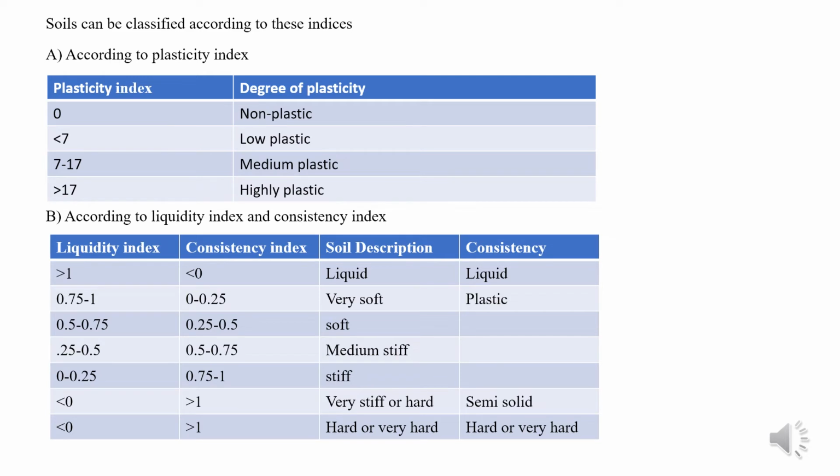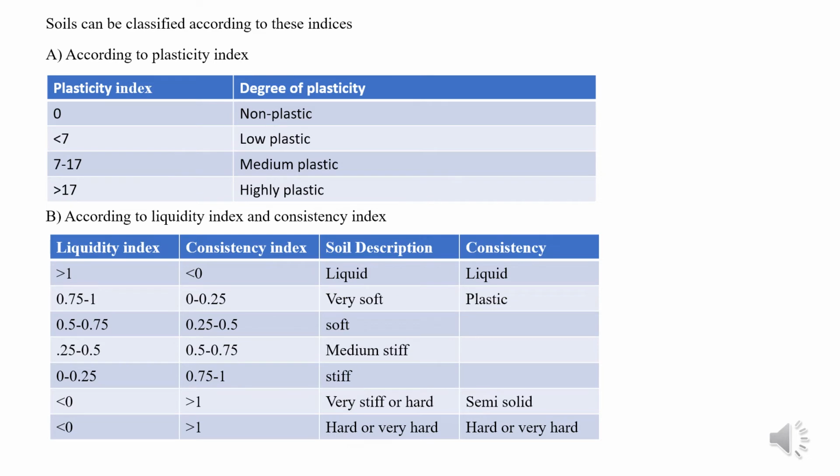For plasticity index value less than 7, we call it a low plastic soil. Plasticity index between 7 to 17, we call it medium plastic, and greater than 17 we call highly plastic soil. Now based on the liquidity index and the consistency index, we also can classify the soil. Using this consistency index as well as liquidity index, we can easily study the in situ behavior of saturated fine grained soil at its natural water content.